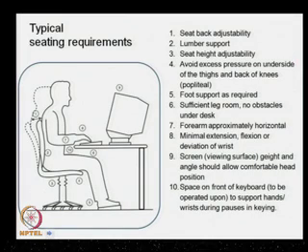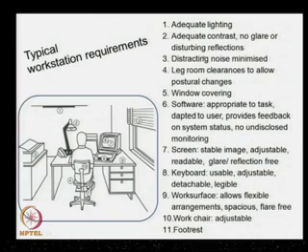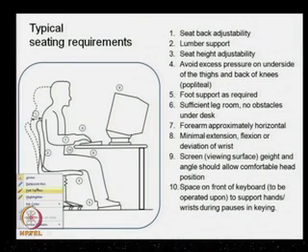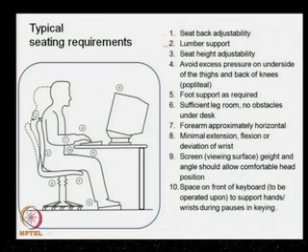Now, again, if we see a typical seating requirement, here a seating requirement in a VDU, the visual display unit, maybe computer or whatever. Now, here 10 points are given that need to be considered. Like one, seat back adjustability should be maintained. The lumbar support has to be provided. Seat height adjustability should be there. Number 4, avoid excess pressure on underside of the thighs and back of knees, popliteal. So, these are the concerns.